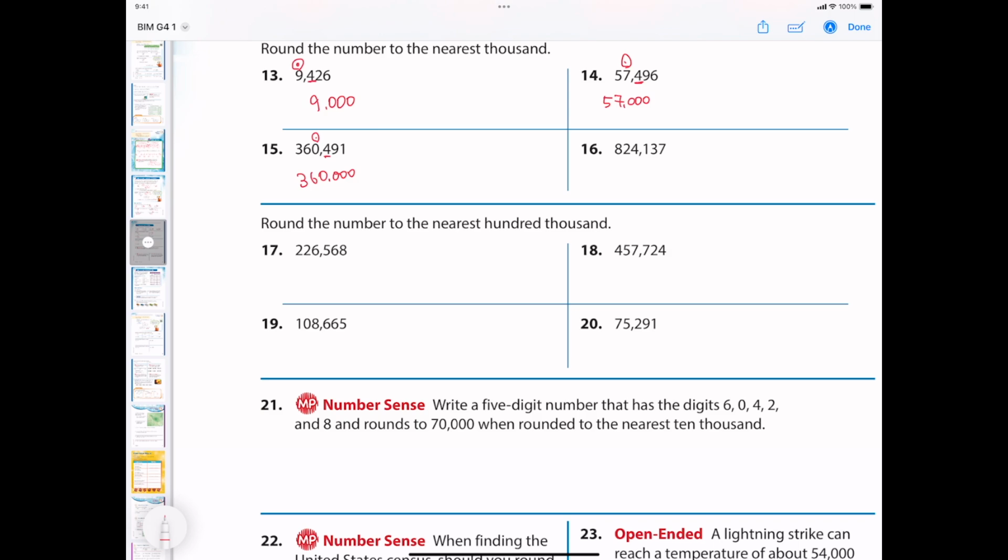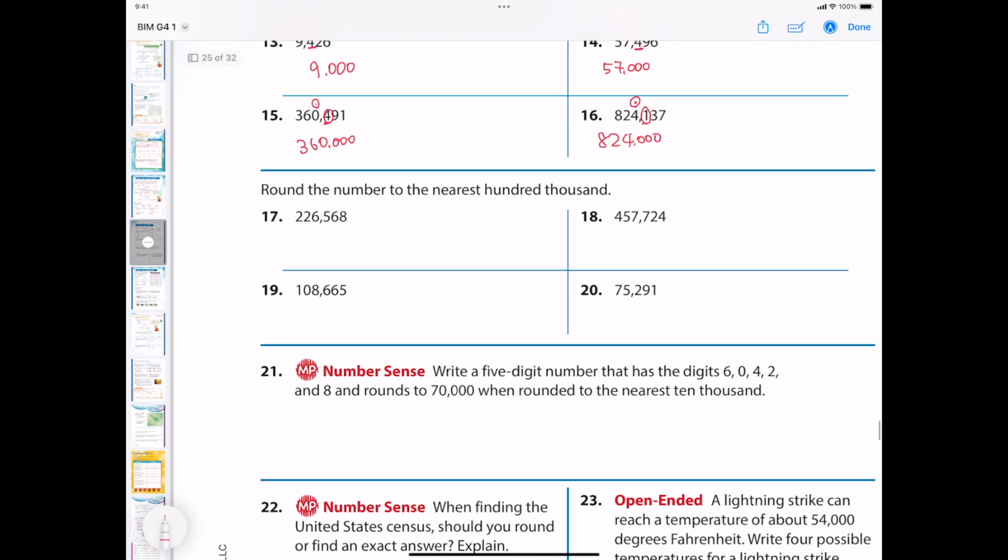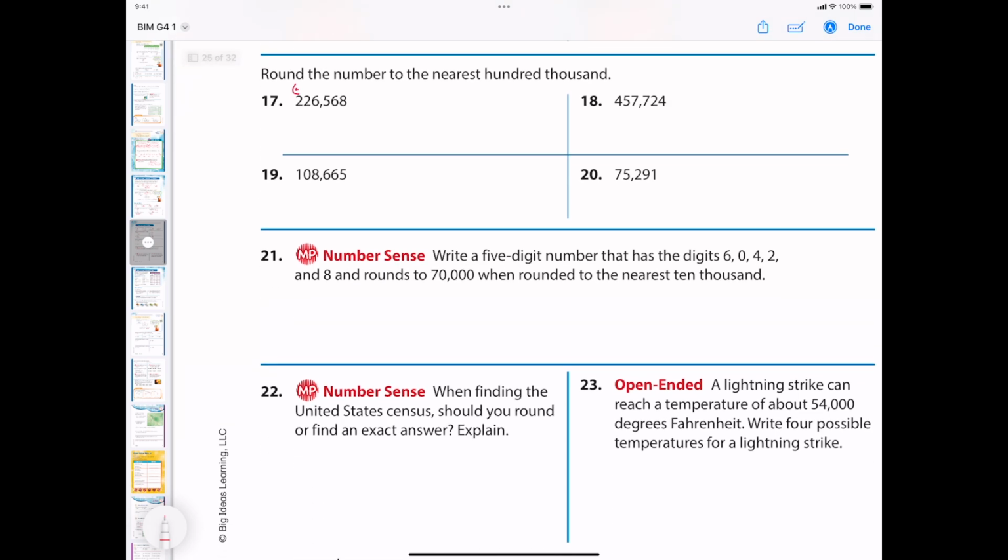Make sense? All right, so 824,000 because the neighbor number one is what? Yes, round down number. Okay, and round the number to the nearest 100,000 here. Okay, so the neighbor number is 2 in here, which is round down. So I'm going to keep everything else 0. So 200,000. Okay, and now 5 is what? Yes, round up. So I'm going to add 1 into our target number. It becomes 500,000.